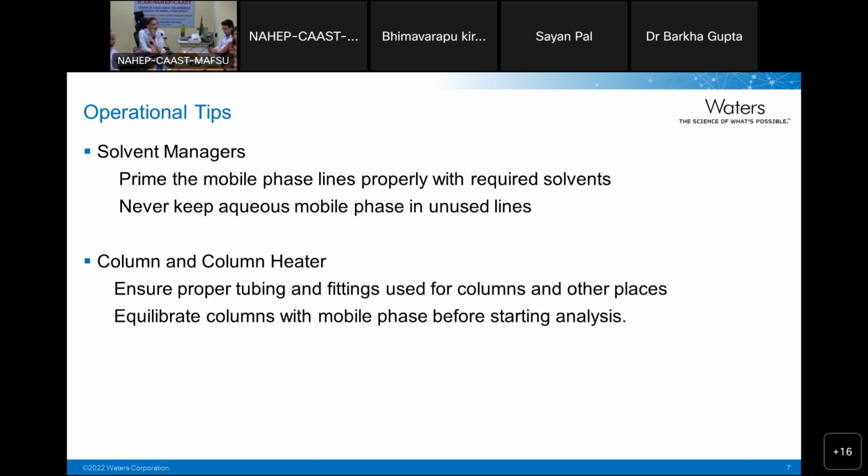Equilibrate columns with mobile phase before starting the analysis. Normally we say that at least 5 column volumes has to be passed through the column before starting any injections. Do not maintain column at higher temperature without flow. So at the end, when your experiment is completed, ensure that your column temperature is lowered before stopping the mobile phase flow.